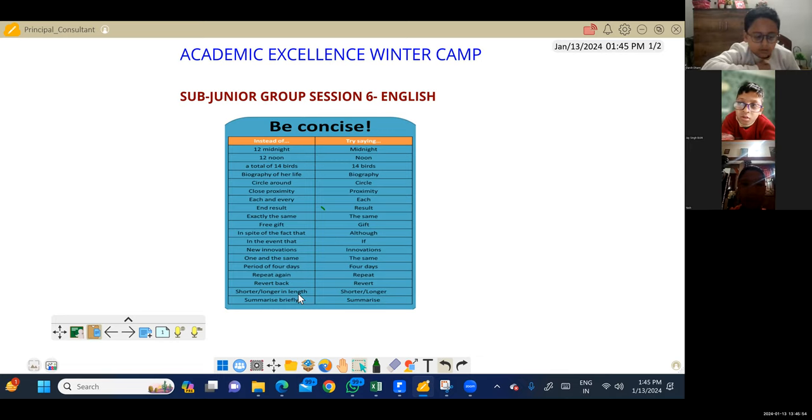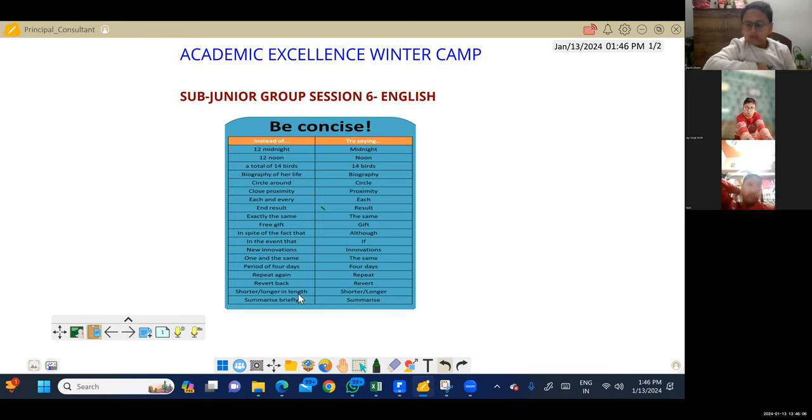Shorter, longer in length. You never say I'm shorter than you in height. No. When you say I'm shorter than you, it means you're talking about height. My pencil is shorter in length? No. My pencil is short, or my pencil is shorter. Because you are talking about the pencil's length. So you don't need to say shorter in length.